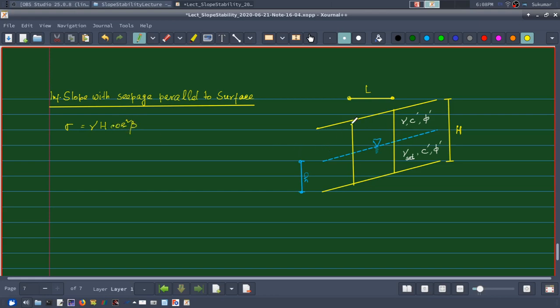This angle I didn't show here, obviously it is beta. Alright, let me show it. I'm very sorry. See, this angle here is beta.